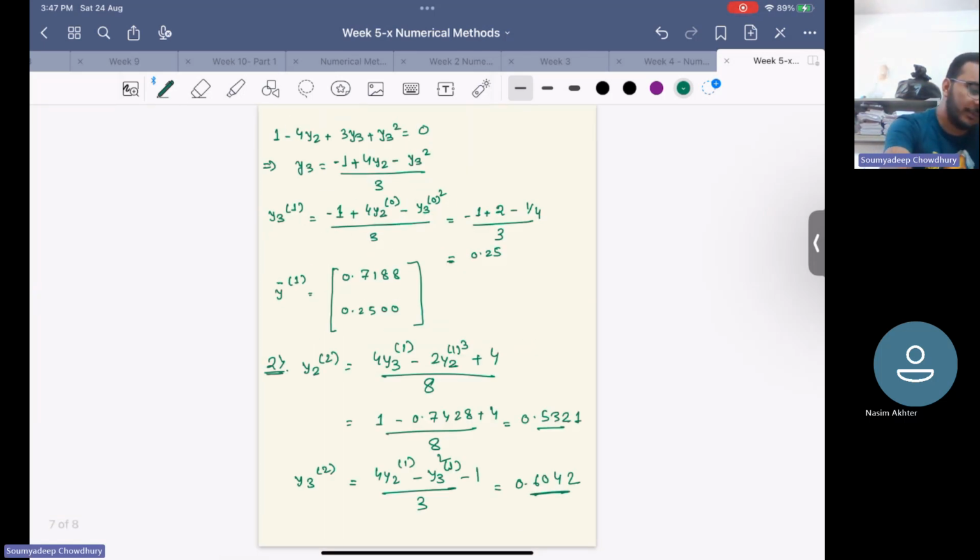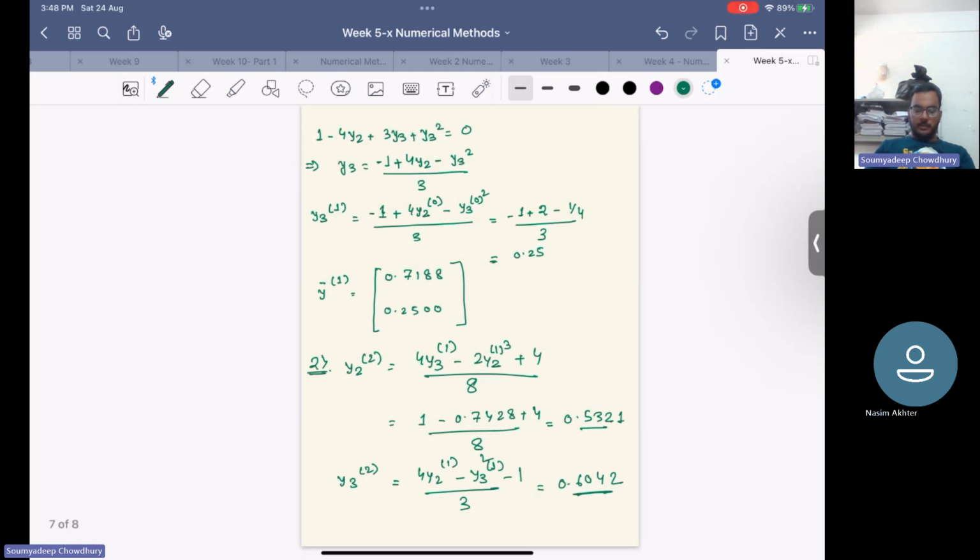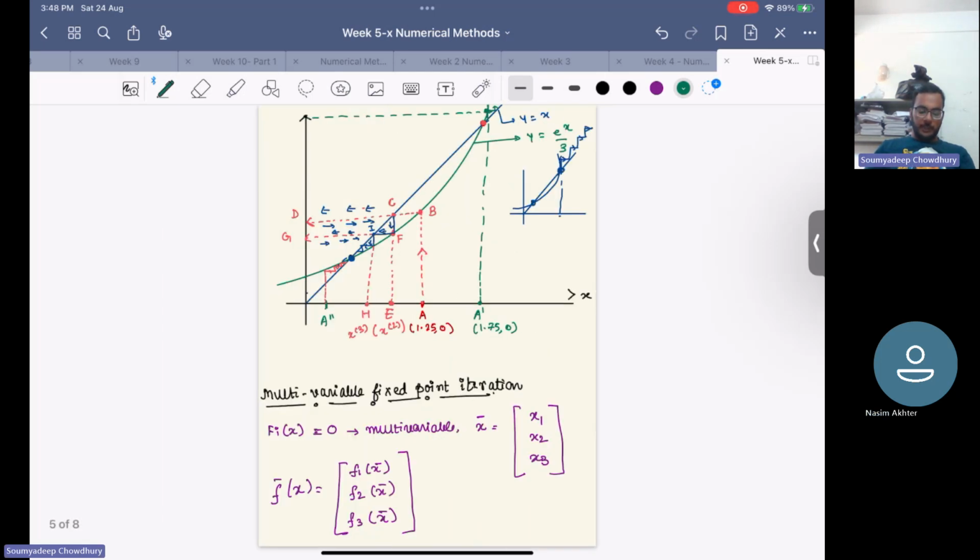So basically in your assignment problems, you'll be asked the values up to the first or the second or third iteration maximum. So if you want to solve it, you have to write a computer program for that, and then iteratively you have to solve this. So this is all about the multivariable fixed point iteration.